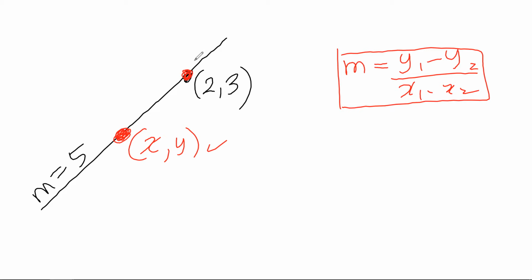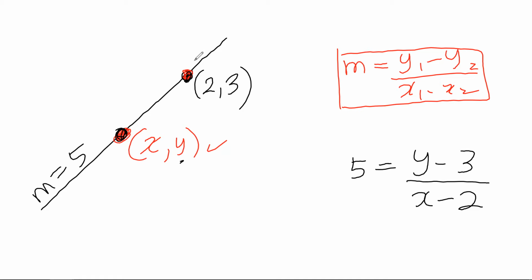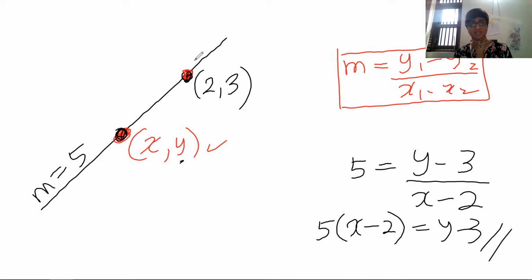I can say that 5 is equal to, okay, that's my gradient, using these two points that I have marked, this and this, y minus 3 over x minus 2. Is that correct? This is the y difference over x difference. Now I cross multiply. I get 5 times x minus 2 equals y minus 3. That's the equation, because that is giving me how the x and the y coordinate are related for any point on this line. And then that we have created as a form in which you can write the equation of this line. Okay, so that's where it comes from.